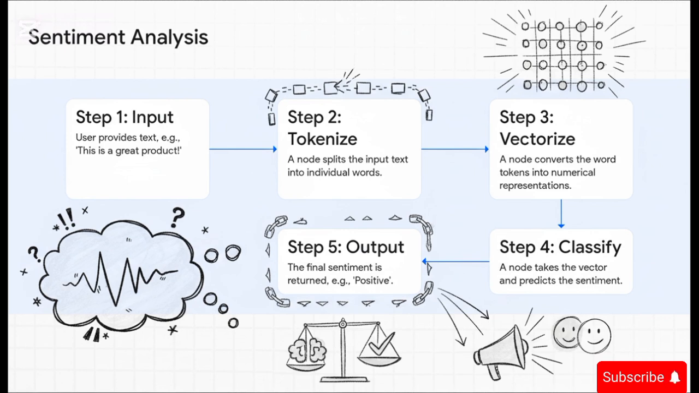The first worker, our tokenize node, jumps in and splits that text into individual words. Then it passes that along to the next worker, the vectorize node, which turns those words into numbers that a computer can actually work with. After that, a classify node takes over, looks at those numbers, and predicts the sentiment. And boom, out comes the final answer. See? It's just a simple, straight line from one worker to the next.